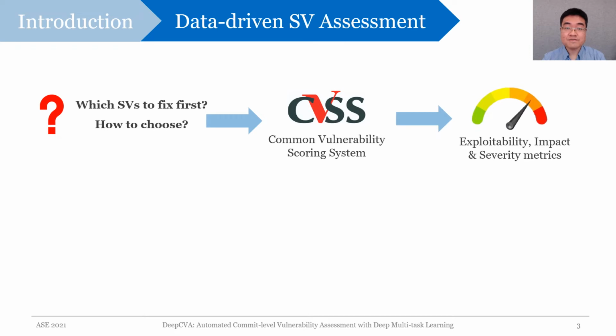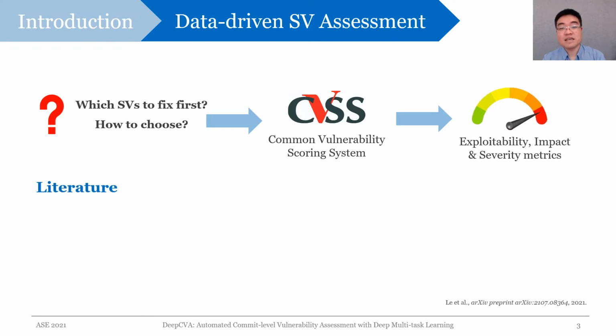Currently, to prioritize vulnerabilities, researchers and practitioners are using a well-known framework called Common Vulnerability Scoring System, or CVSS in short. Essentially, CVSS provides various metrics to quantify the exploitability, impact, and overall severity of vulnerabilities. In practice, all of these metrics are useful to perform thorough vulnerability assessment to prioritize the fixing. However, the assignment of CVSS metrics to ever-increasing vulnerabilities is time-consuming and requires significant expertise.